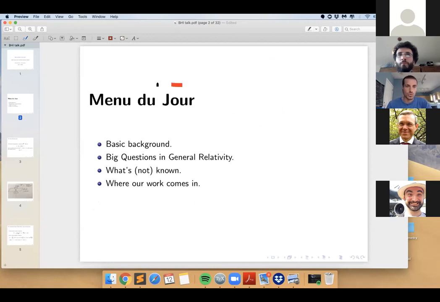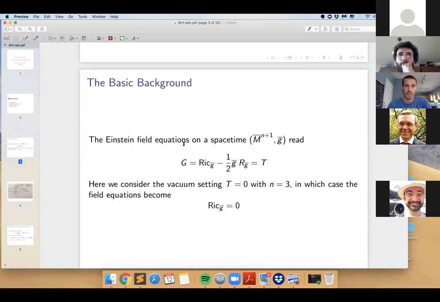So the menu du jour, yes, I'm also French, like Frédéric. We will go through four things: some basic background, some big questions in general relativity, what's not known, and where our work comes in. So that's essentially what we'll be doing today. Please feel free to interject at any point.